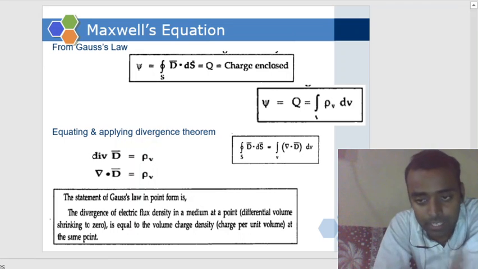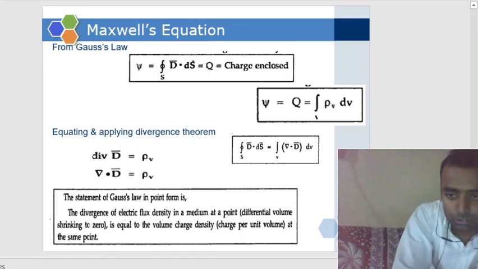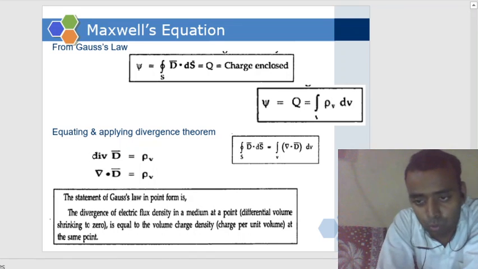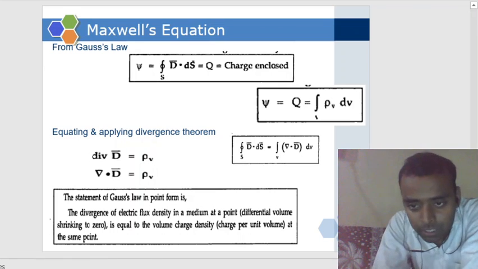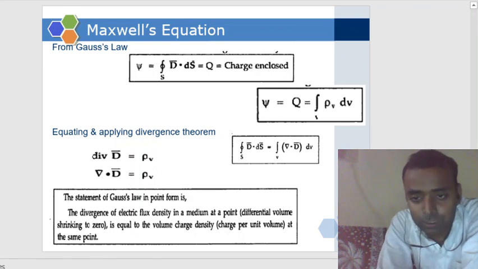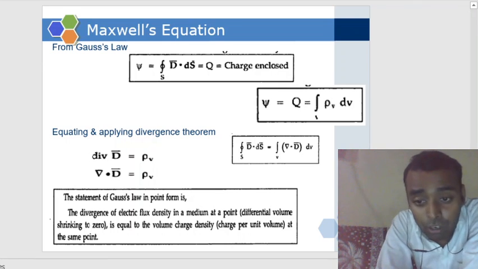I earlier said we can use any charge distribution. Suppose we have a volume charge distribution. Can we write Q is equal to the volume integral of rho v dv? Yes, of course we can write that. Equate these two equations. What will we get? The surface integral of D dot dS is equal to the volume integral of rho v dv.